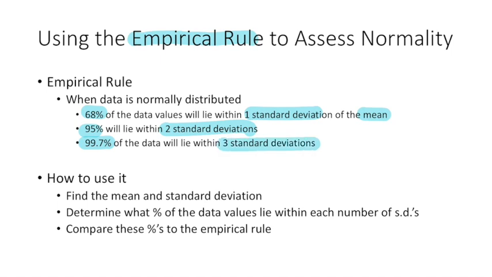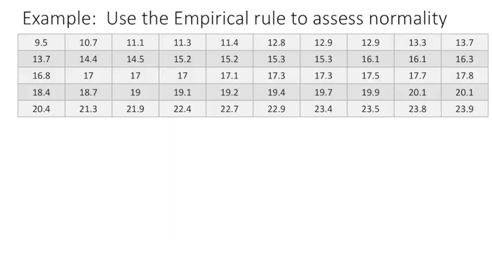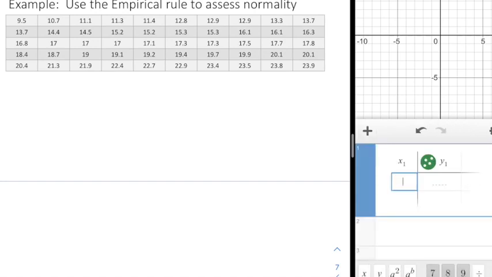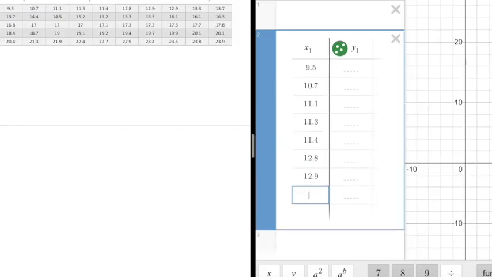So if we're able to find the mean and standard deviation of a data set, we can set up these 3 ranges and see whether or not our data comes close to these percentages. So here's our data set, and it is pretty large. To determine the mean and standard deviation, I'm going to go to Desmos and put all of this data into my table.